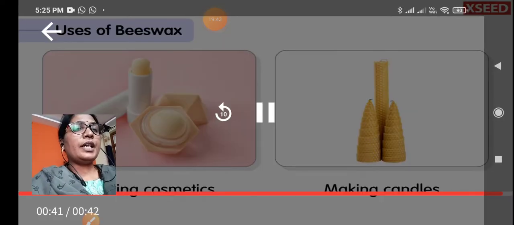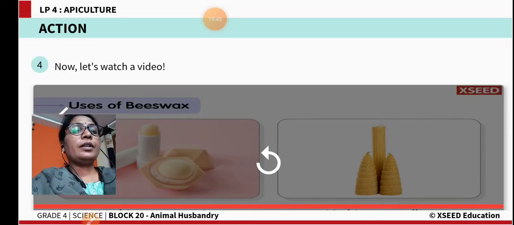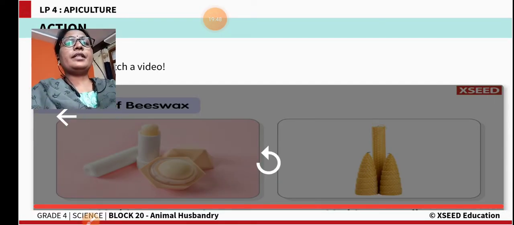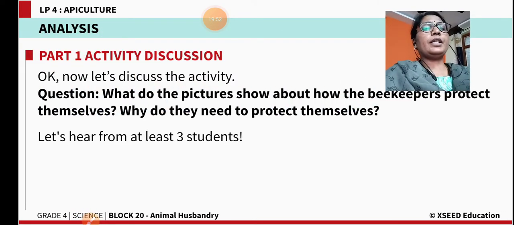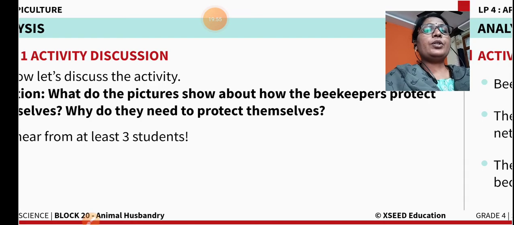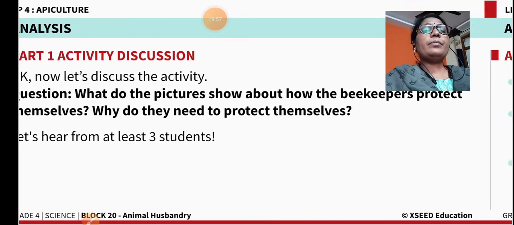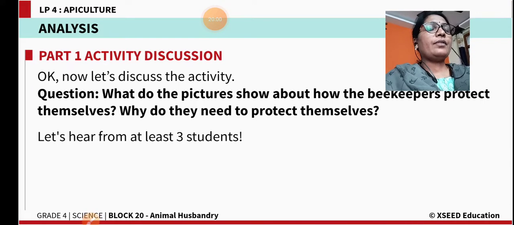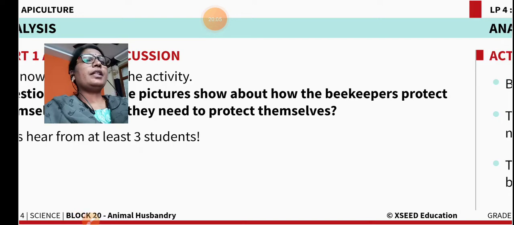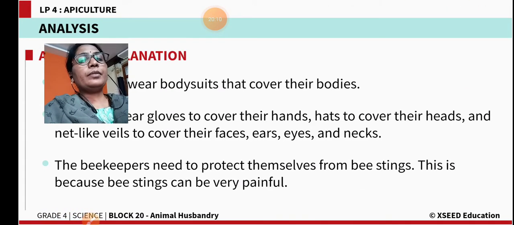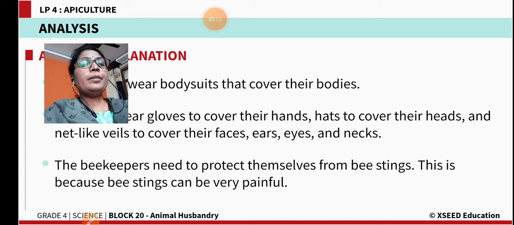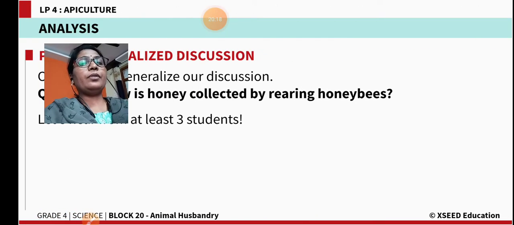So honey has many medicinal values. For preparing a number of medicines, we are using honey. For making many cosmetics, we are using honey. So, what does the picture show about how the beekeepers protect themselves? They are covering their mouth, they are covering their head, and they are also covering their hands when they are collecting the honey from the honeycomb. And beekeepers need to protect themselves from bee stings. Bee stings are very painful.